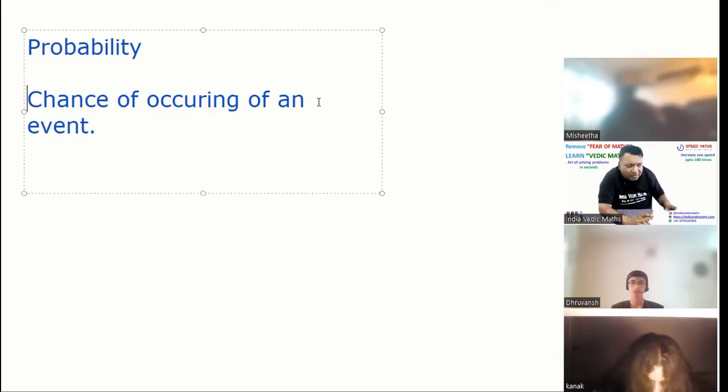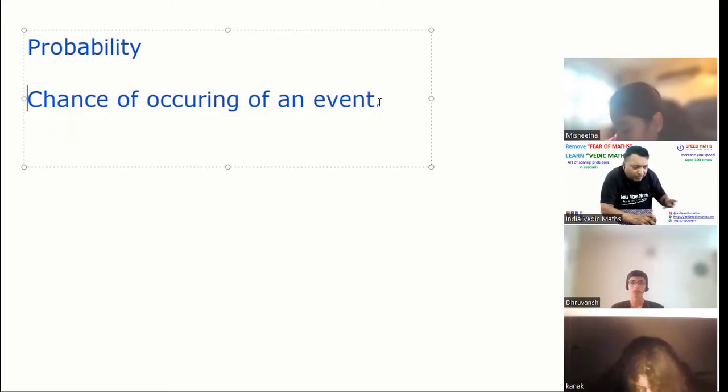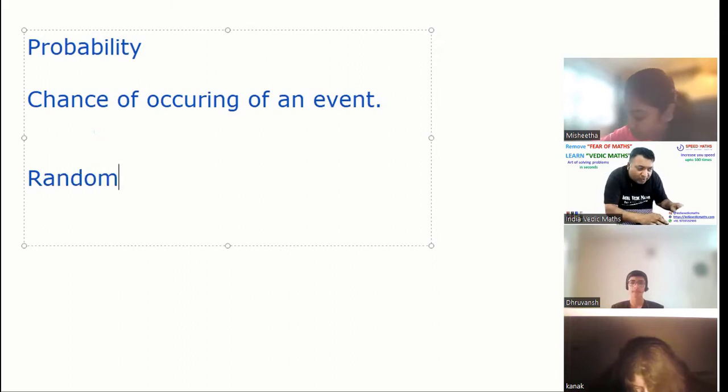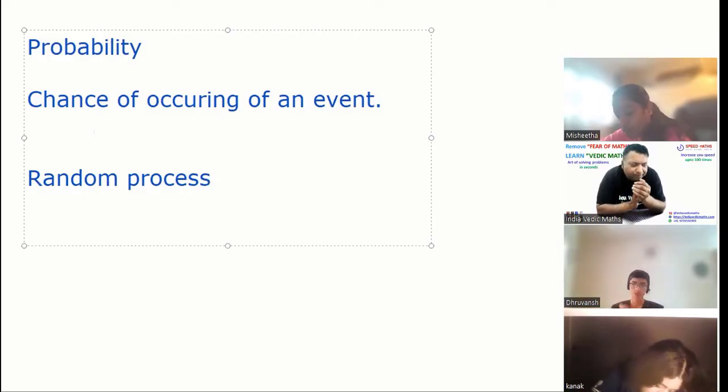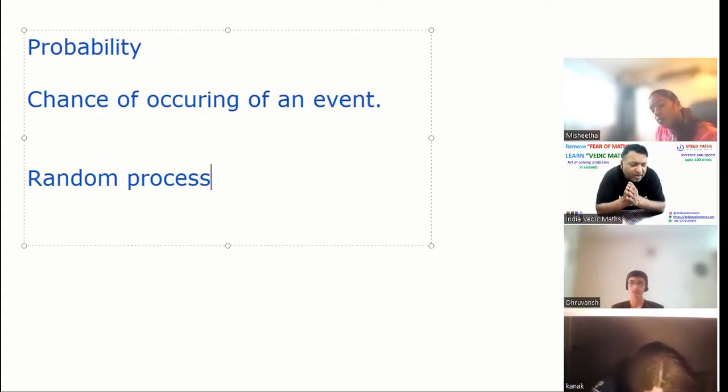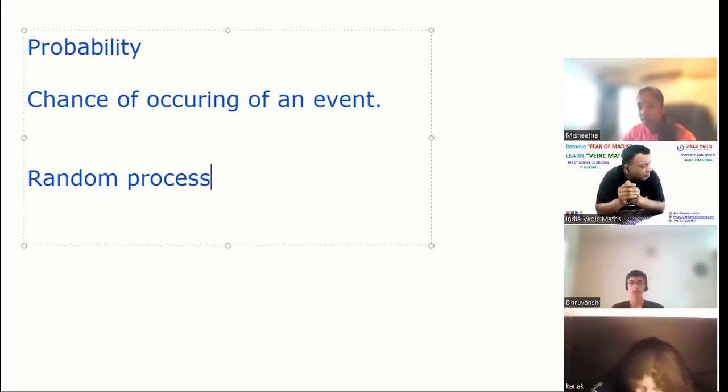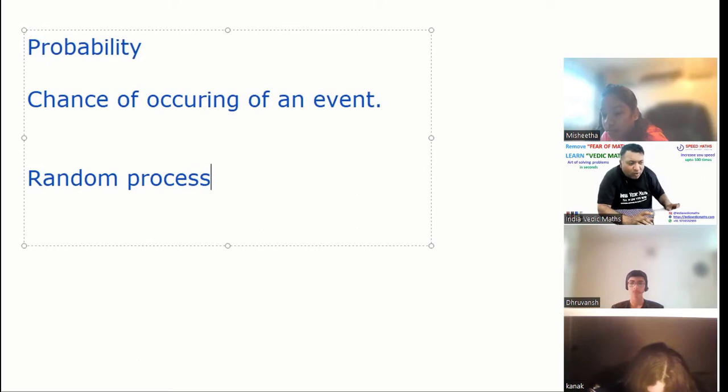Let's talk about some important definitions. First of all, events. And we'll talk about random process, okay? You know what is a random process, guys? Anybody can tell me? What is a random process? Random process is not predefined or biased or planned, right? It's random. No plan, no structure, no predefined, okay? Random. Probability always happens for a random process.